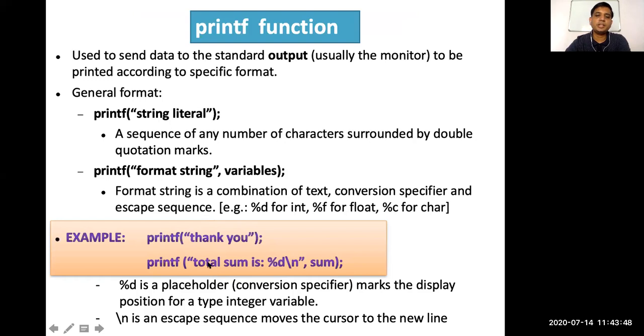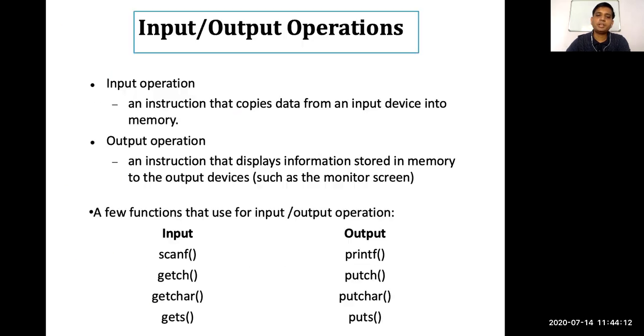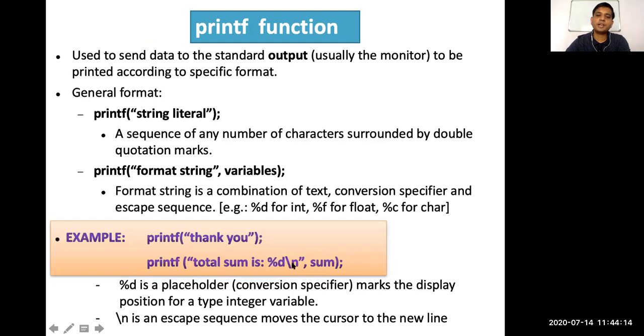The next one is another example of printf. Total sum is colon, and there is a format specifier here. In the last slides we have seen the format specifier. Here, integer has the format specifier %d. It means that if you want to print the value of an integer variable, then you should use its format specifier. So here, total sum is %d, and this %d is the format specifier.